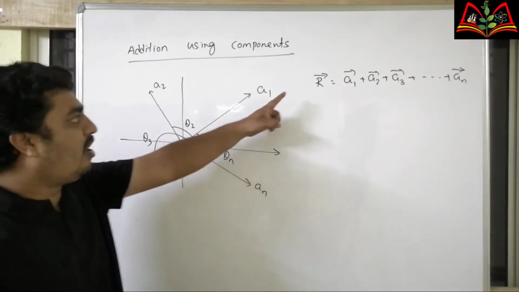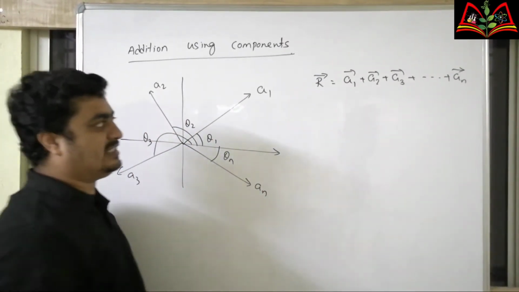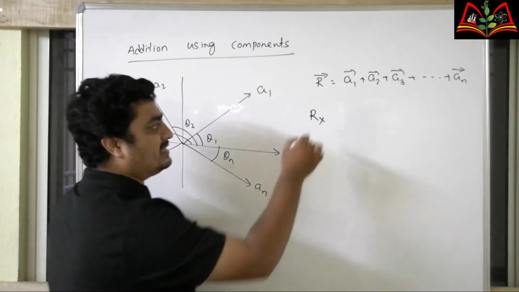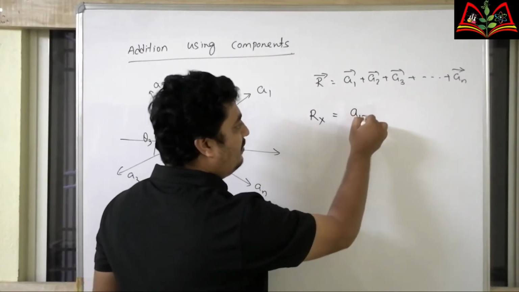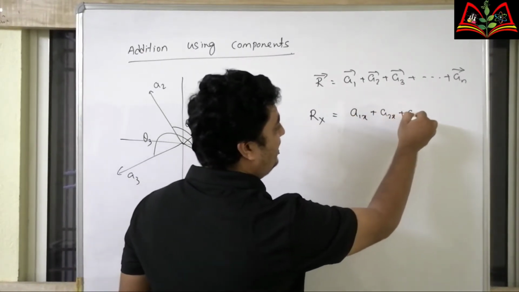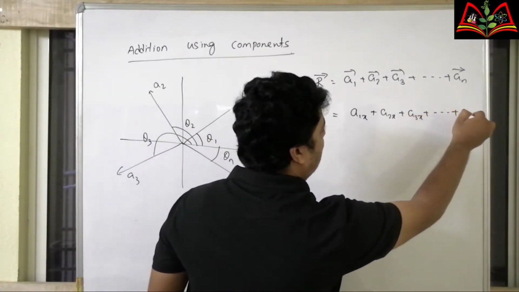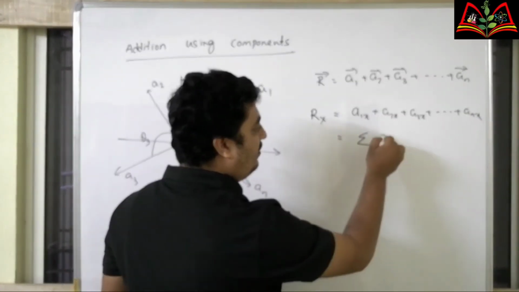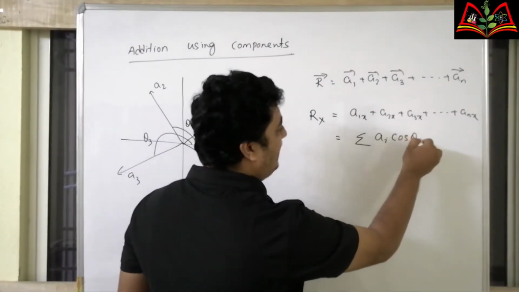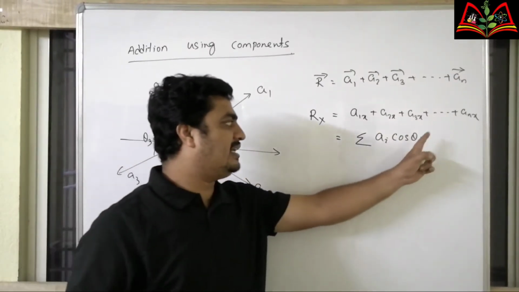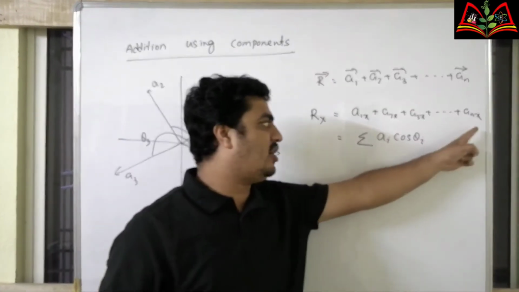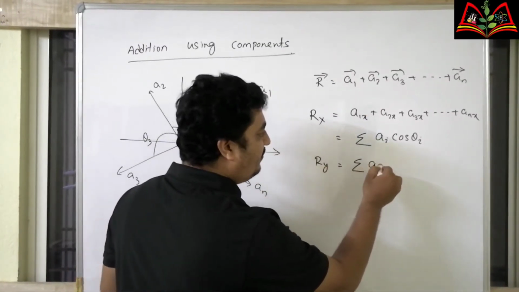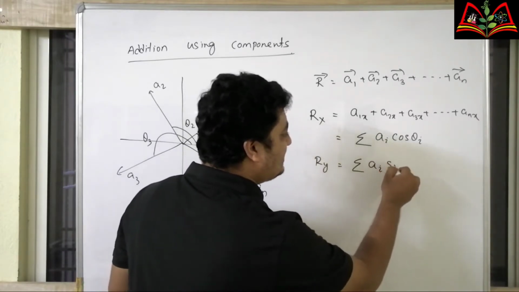Now, how can we obtain this resultant using the components? Now, if R has an x component Rx, then Rx equal to A1x plus A2x plus A3x up to Anx. So we can write Rx equal to summation of Ai cos theta i. That means A1 cos theta 1 plus A2 cos theta 2 plus A3 cos theta 3, like that. Ry will be summation of Ai sin theta i.